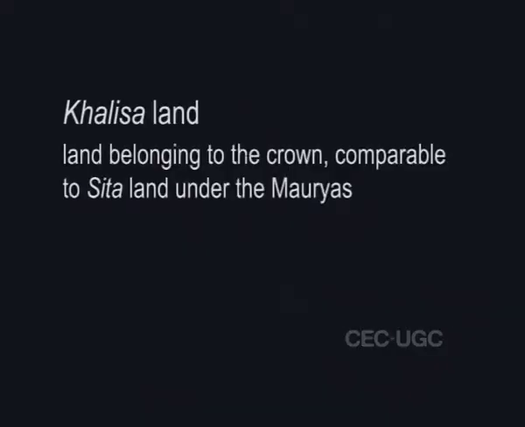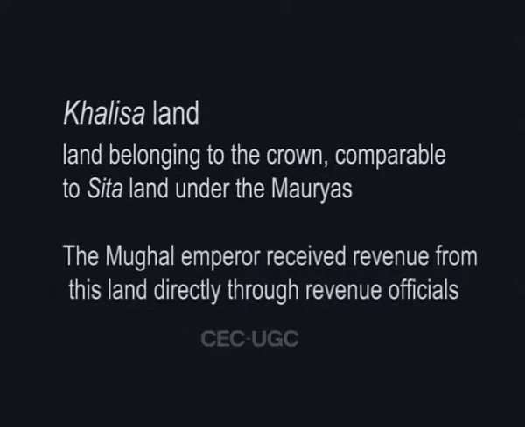Now, under the Mughals, the state expropriated the produce mainly from land of two types. One was the Khalisa land. Khalisa land was crown land, which was somewhat similar to the Sita land during the Maurya period in the ancient stage of Indian history. The Mughal state extracted revenue through its own agents, revenue officials who collected the revenue from the Khalisa lands. But this Khalisa land comprised only a small fraction of the total land under the Mughal state.